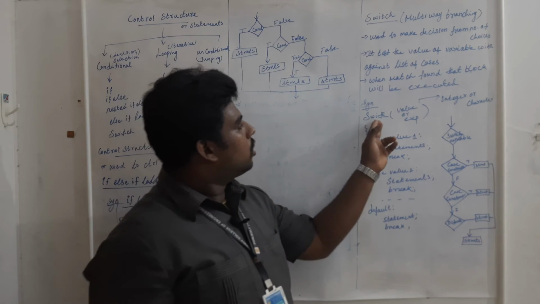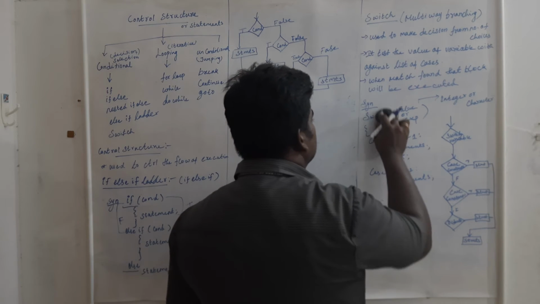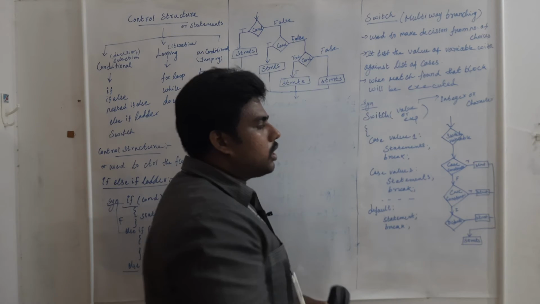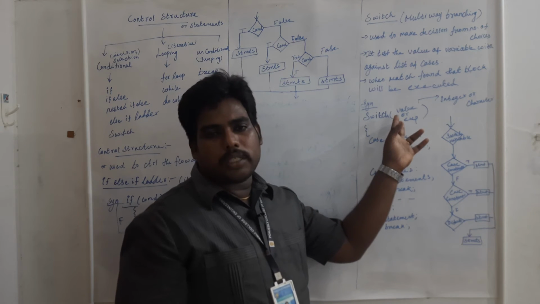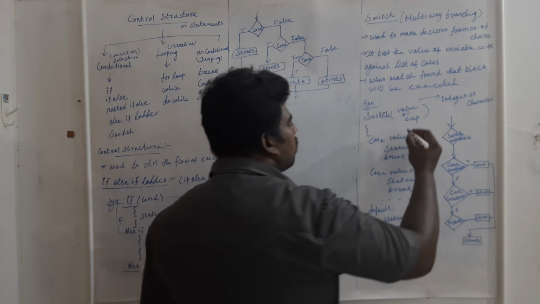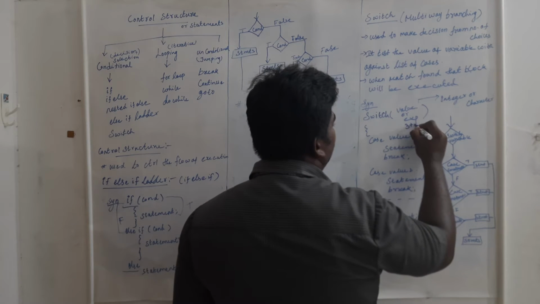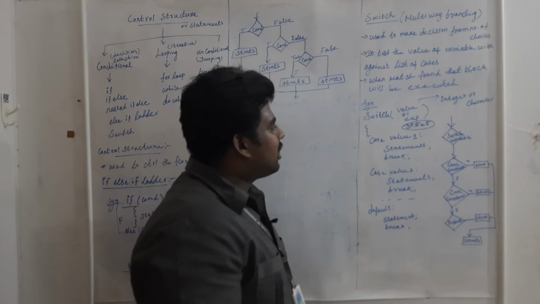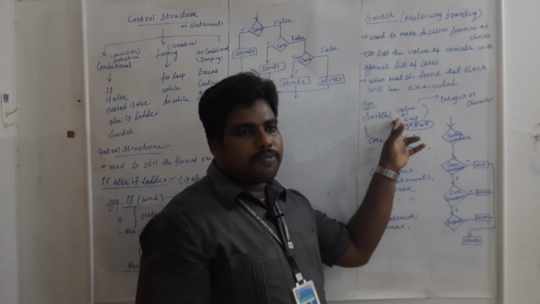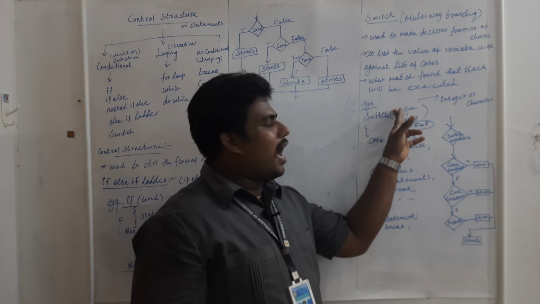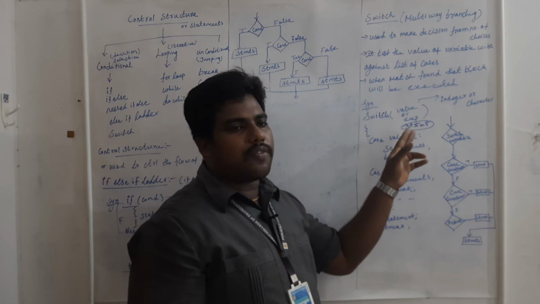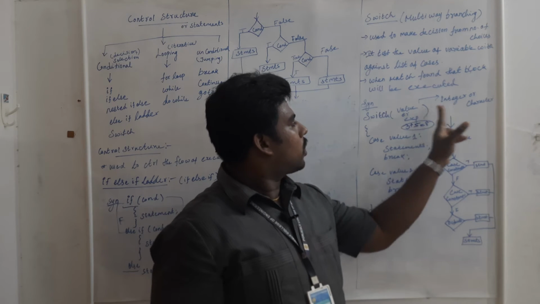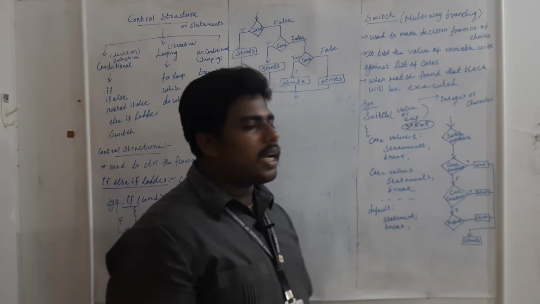See the syntax: switch. Sorry, spelling mistake. Switch, then value or expression. Why are you saying expression? For example, 3 plus 5. What's the value? 8. It gives an integer number. That's the reason I am putting expression. Switch case, expression or value. It should be an integer or character. The value must be integer or character.